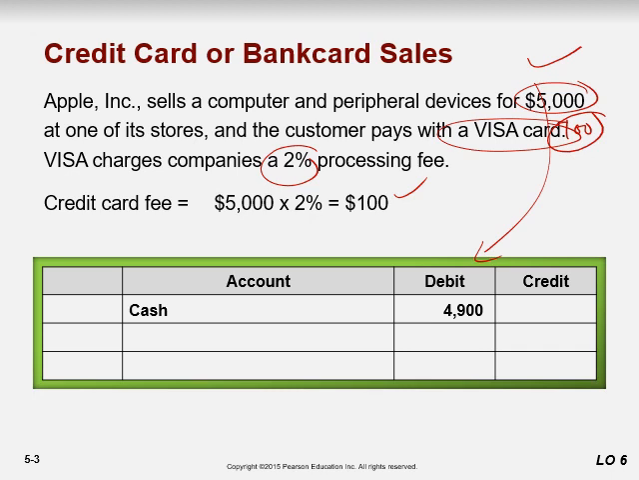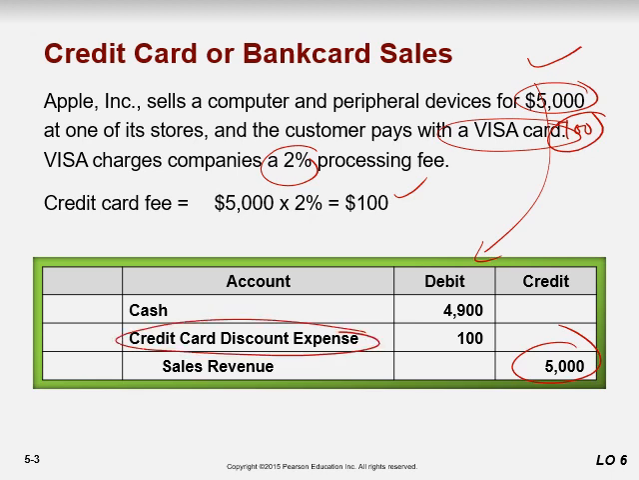But you have sales of 5,000, right? Sales is going to be 5,000, and the 100 is an expense. When expense rises, it's debited. This is going to be bank charges or credit card charges or credit card discount charges, whatever you want to write, it is okay. This is how you calculate the credit card or bank card sales.